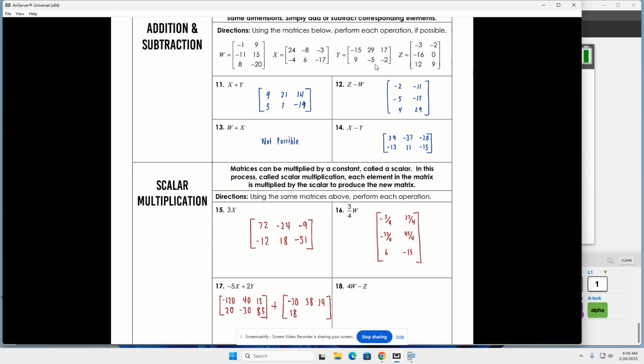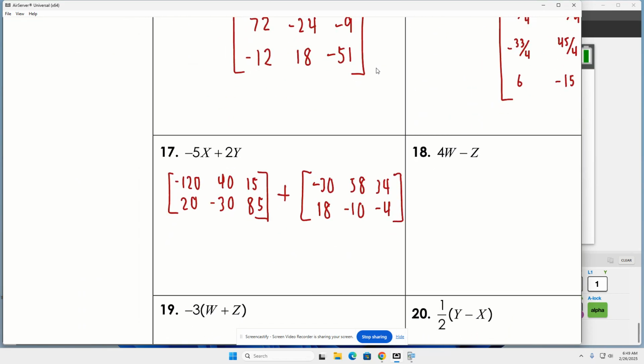2 times negative 5, negative 10. And 2 times negative 2, negative 4. Okay, now I'm going to take those and add them. I've scaled them, now I'm adding them. So I'm adding the like elements.